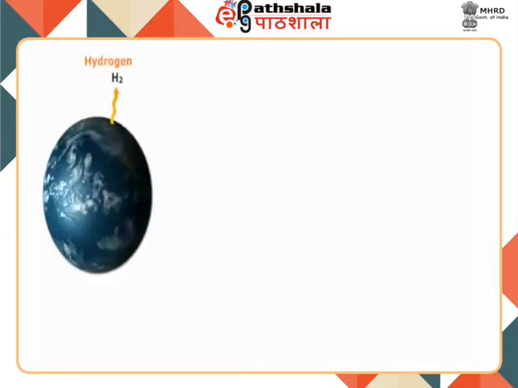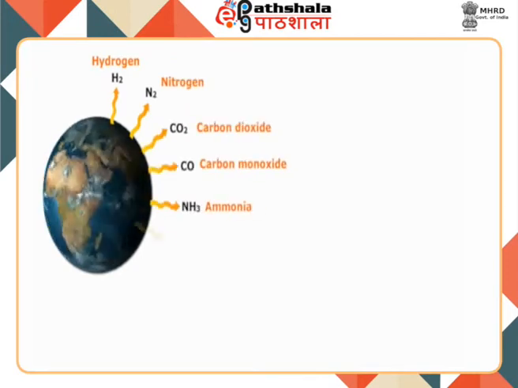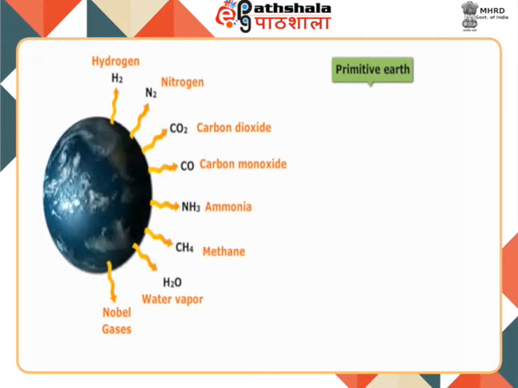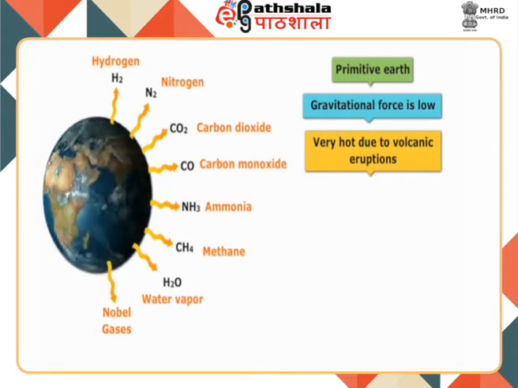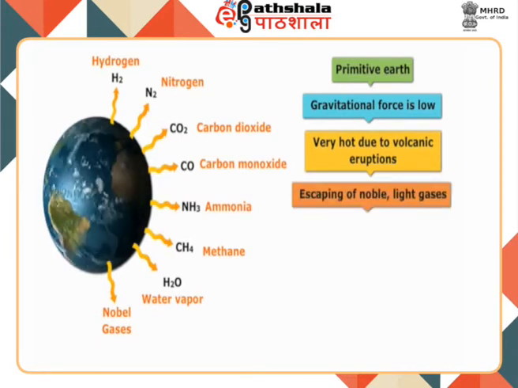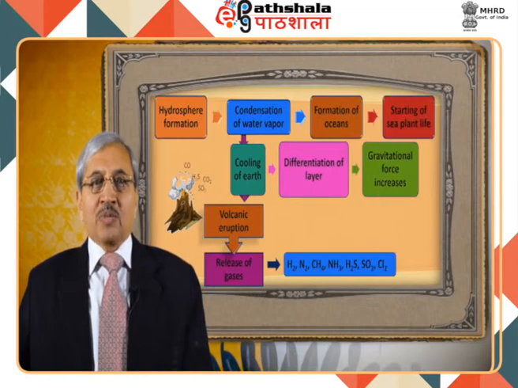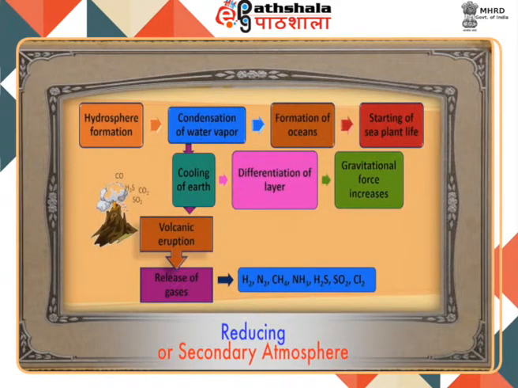The gases were hydrogen, nitrogen, carbon dioxide, carbon monoxide, ammonia, methane, water vapor, and noble gases. This primitive Earth did not have enough gravitational force, and the atmosphere was very hot due to volcanic eruptions. Therefore, most of the noble and light gases escaped away into space. The reducing atmosphere existed from 3.5 to 2 billion years ago. The hydrosphere formed about 4 billion years ago, resulting in huge oceans from condensed water vapor.